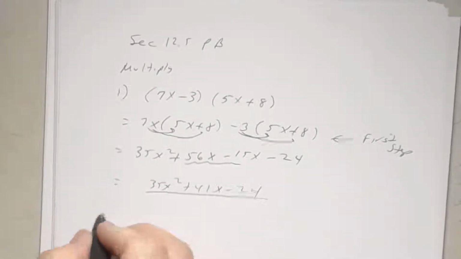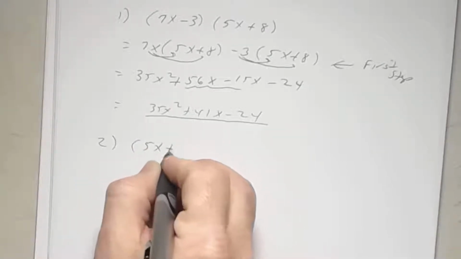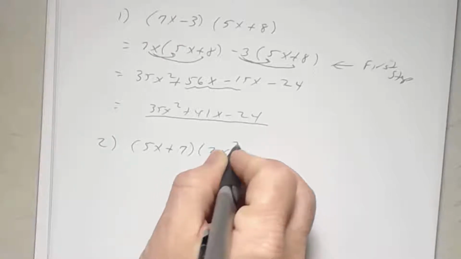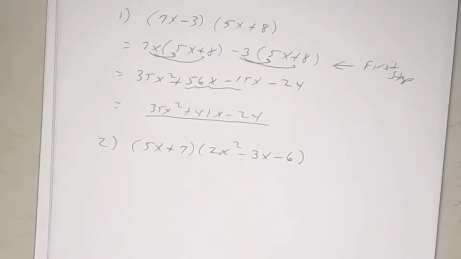All right, number 2. Suppose we had 5x plus 7 times 2x squared minus 3x minus 6. Now before we go on, in number 1, if you were not told how to do this, you could have used the FOIL method, right? But in number 2, could you use the FOIL method? No. You can only use the FOIL method if you're multiplying two binomials. So the way you're going to do number 2 is the way we did number 1.